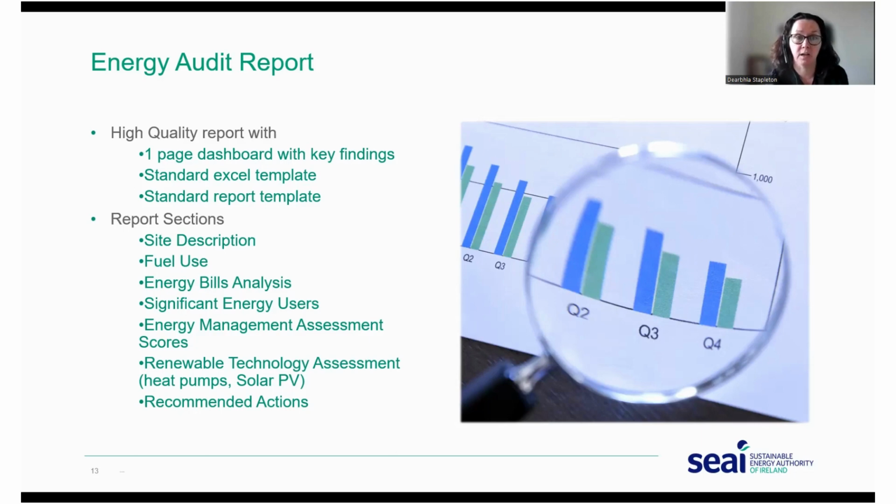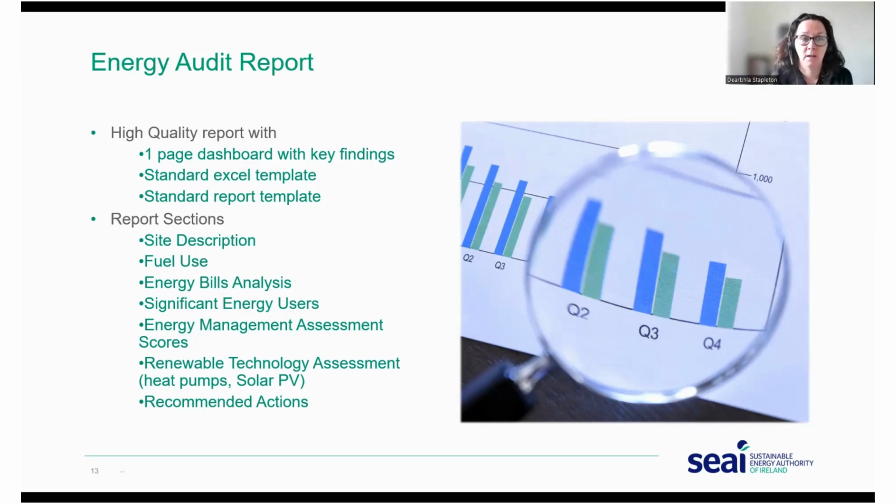So we defined a standard Excel template that the auditor is required to use. It covers a range of different topics that they have to assess when undergoing the audit. And there's also a standard report template that's submitted to the applicant at the end of it. The report sections include the typical sections that you'd expect in an energy audit: a description of the site and the fuel use, and analysis of the energy bills, including times of year or day that they're particularly energy intensive, and it also identifies the significant energy users. So it might be, for example, refrigeration or heating, whatever.